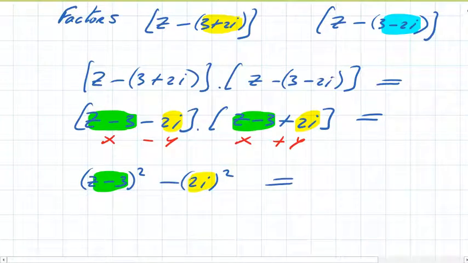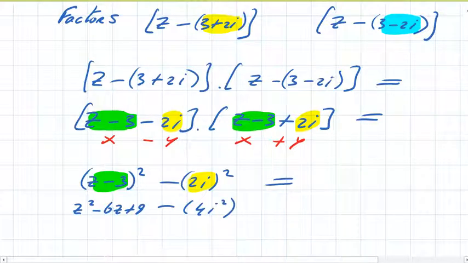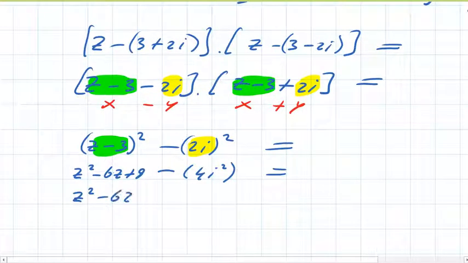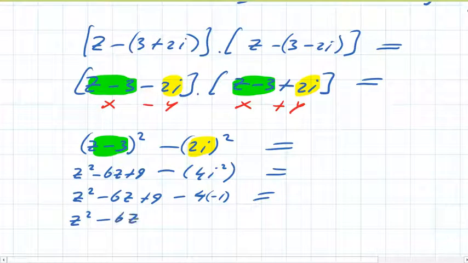Now z minus 3 in a bracket, square out the bracket. It's z squared minus 2 3s is 6z plus 3 3s is 9. Square out the bracket the long way if you want. Minus 2i by 2i is 4i squared. And now we've got z squared minus 6z plus 9. Minus i squared is minus 1, so it's minus 4 by minus 1, which is plus 4, so z squared minus 6z plus 13.